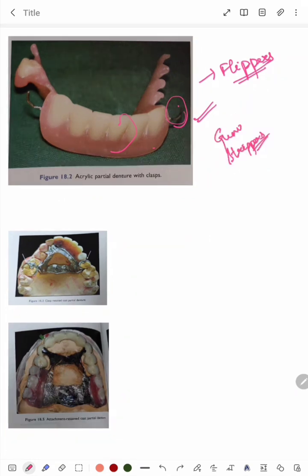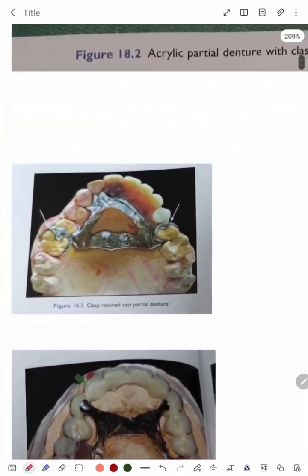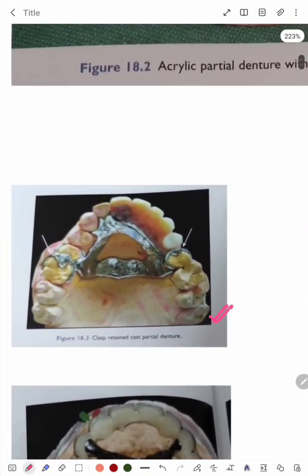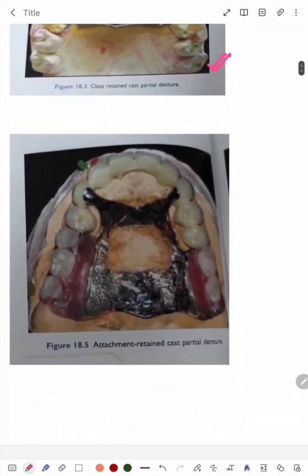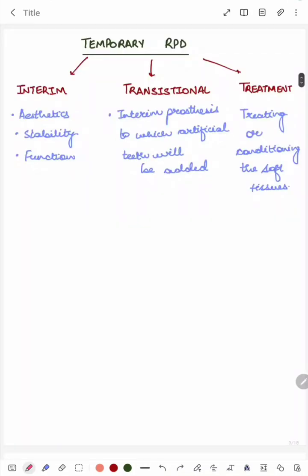The second type is cast partial dentures, which are fabricated by the lost wax technique, the lost wax casting method, which is further of two types basically. Clasp retained cast partial dentures, here you can see a clasp, and attachment retained cast partial dentures.